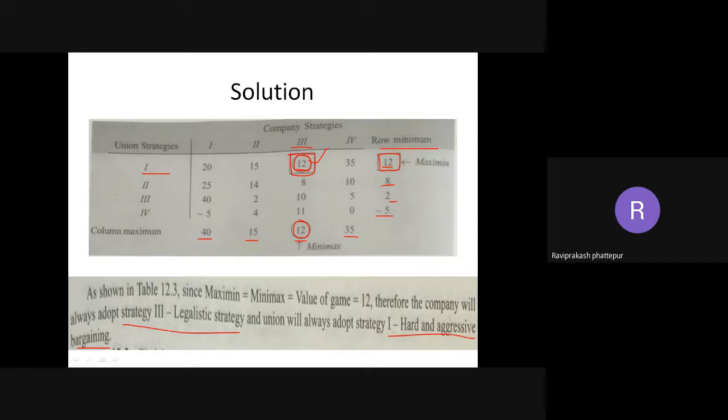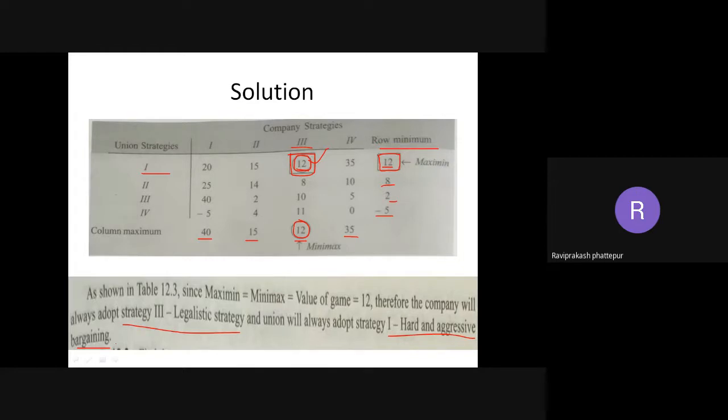So the company will try to be legally correct. Whatever they are doing, they will be legally correct. But what does the union try? They try maximum and hard bargaining. They want to increase, right? If not, they will also go for strikes and so on. That is the hard and aggressive bargaining. If you are not ready to negotiate, we'll go on strike. That is what the union does.